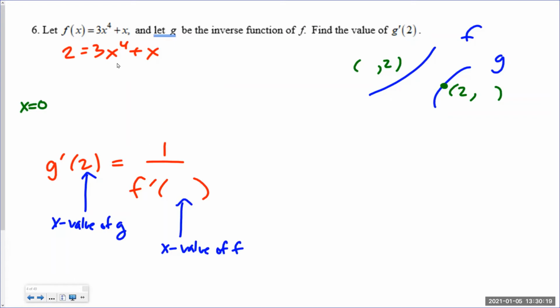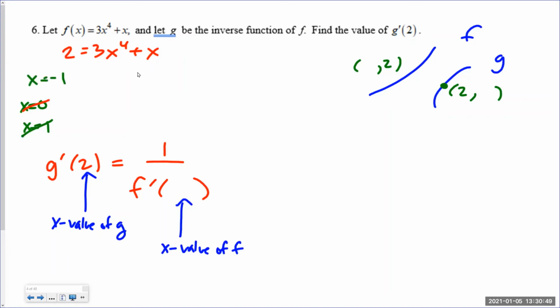So let's go ahead and put in x equals 0. If this is 0 and this is 0, does that equal 2? No. Okay, let's not do x equals 0. Let's try x equals 1. Okay, if this is 1, so that's 1 raised to the 4th power plus 1. Okay, 1 raised to the 4th power is 1. So 1 times 3 is 3. Is 3 plus 1 equal to 2? No, actually, I think -1 will work. Try -1. X equals -1.